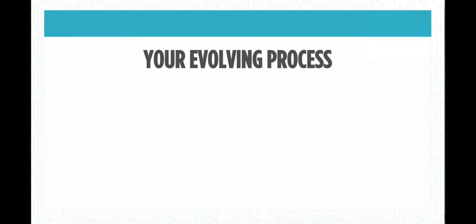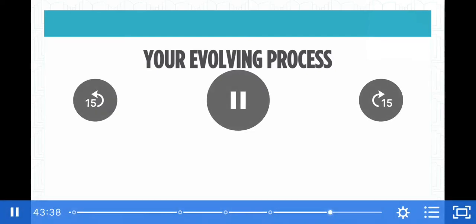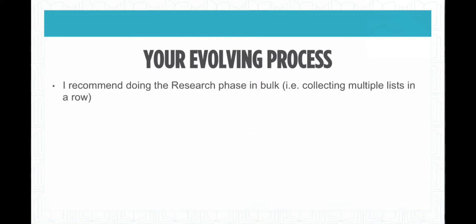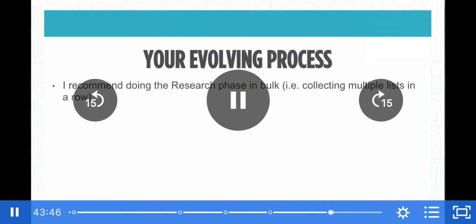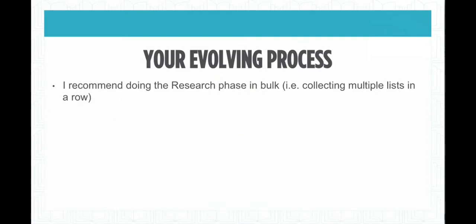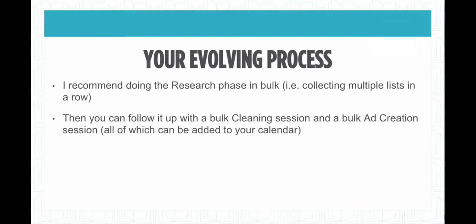As you work on this process and figure out the right things to do in the right order for you, I recommend researching in bulk. So collect multiple lists in a row. Collect a few lists from Goodreads. Collect multiple also boughts from multiple books when you are copying and pasting. Then you can follow it up with a bulk cleaning session. So you clean multiple lists and you create multiple ads. You do those kind of in batch processing sections.